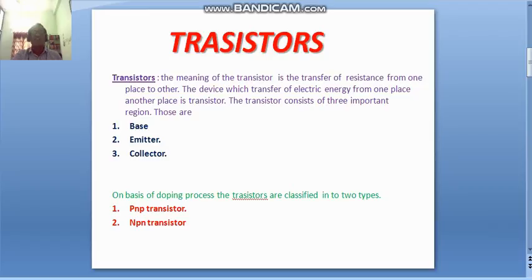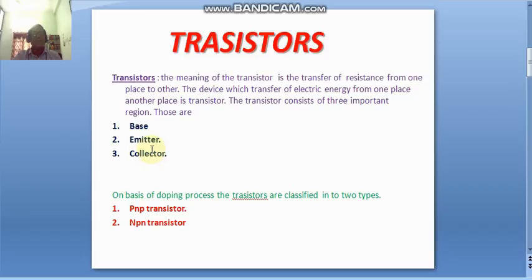Transistor is defined as the device which can transfer the resistance in an electronic circuit from one place to another. The meaning of transistor in the Greek language is the transfer of resistance. A transistor consists of three major regions: one is the base region, the second is the emitter region, and the third is the collector region.